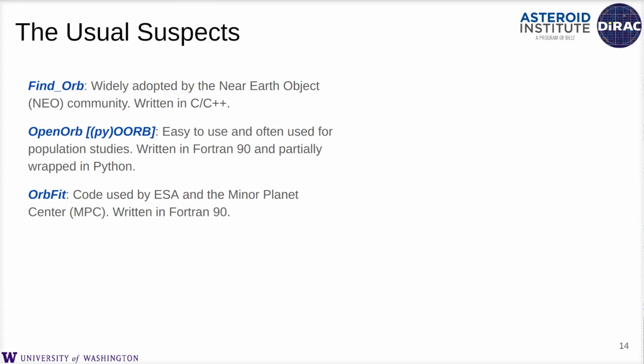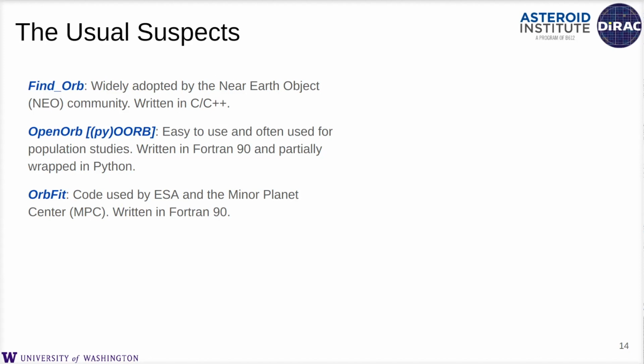OpenOrb here is considered a lot easier to use. It's a lot easier to install, and it's typically used for things like population studies. This was written in Fortran 90 and has already been partially exposed in Python. And then finally, to build the trifecta, is OrbFit. OrbFit was made by Andrea Milani and company at the University of Pisa.